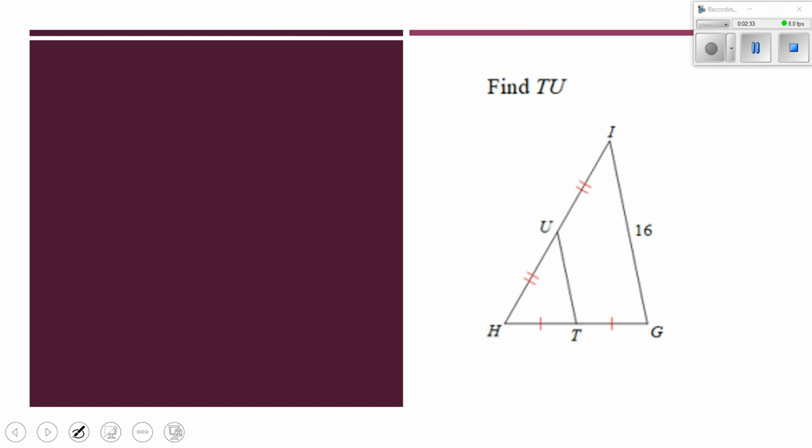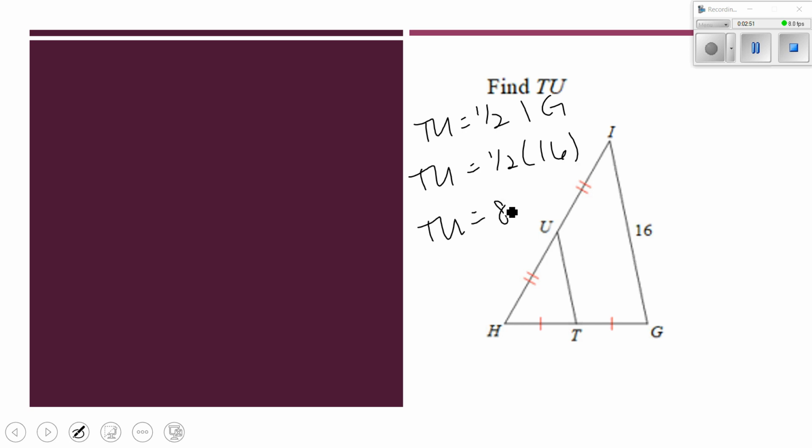So if I had to find the length, again, I know it's going to be 1/2. So I know that TU is going to equal 1/2 of IG. So TU is going to be 1/2 of 16, or TU is going to be 8. This length right here is going to be 8.